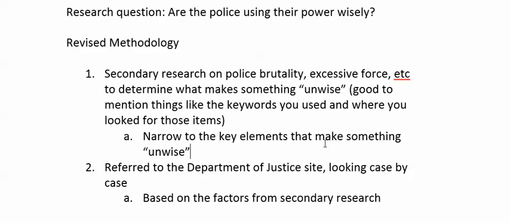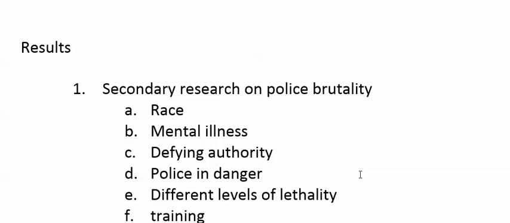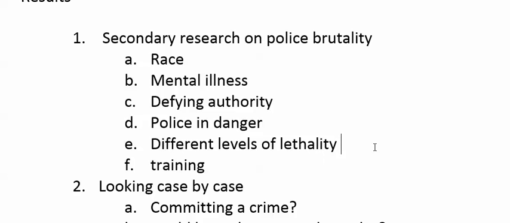But also, since I have you, I just want to show you how these results then translate later on into the report. So again, this is just an outline form, and this happens to be a student that I was working with on the report, so he was already further along than you. When he did his secondary research, he found things about race, things about mental illness, things about times when they're defying authority, not following directions, times when police are in danger, things about different levels of lethality, like could they have used a taser or a pepper spray instead, or just secured them without having to do a fatal shot, and then also things about trainings.